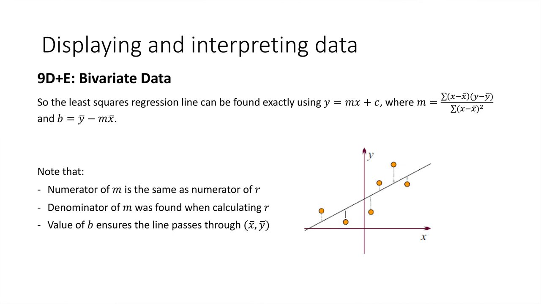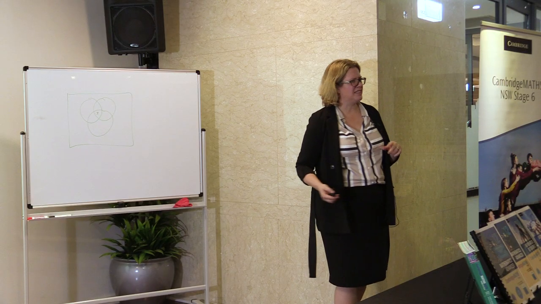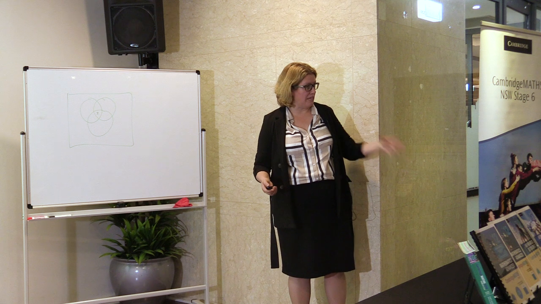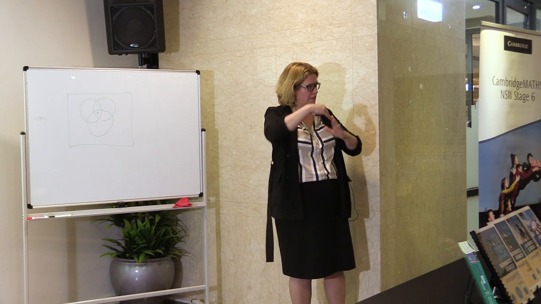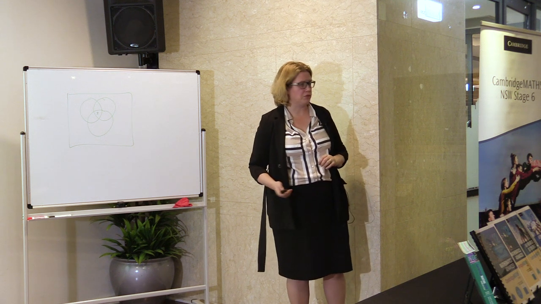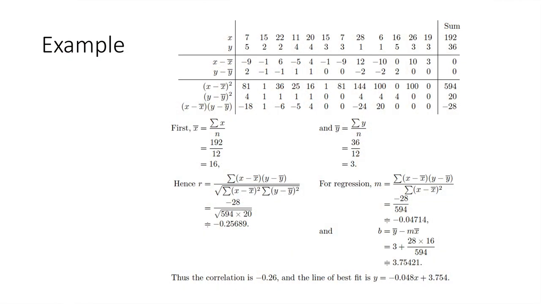It's y equals mx plus c. You guys are used to calling it b. It's actually a c here now. The numerator of this is the same as it is for r back here. The denominator, we found that when we were calculating r as part of it. Look, here it is. And the value of b here ensures that the line passes through the mean point, because it should do that. And that's something you might want to have started teaching lower down the school. No reason why not. When you're drawing that random line of best fit, let's make sure it goes through the mean point.